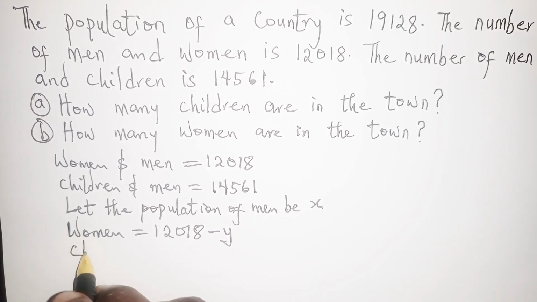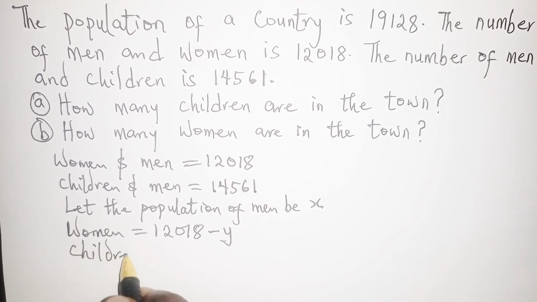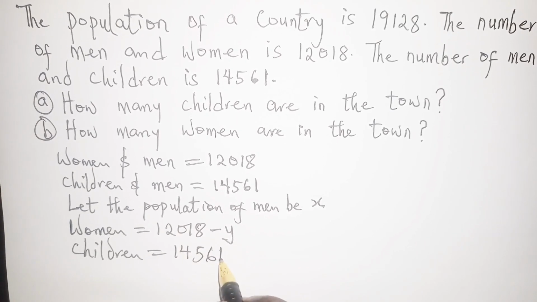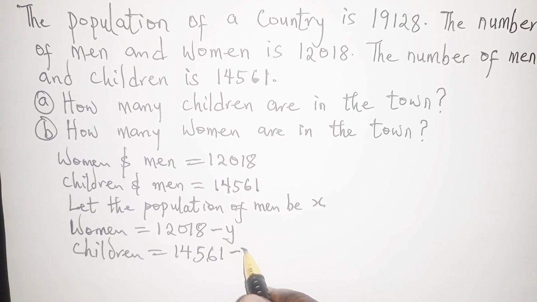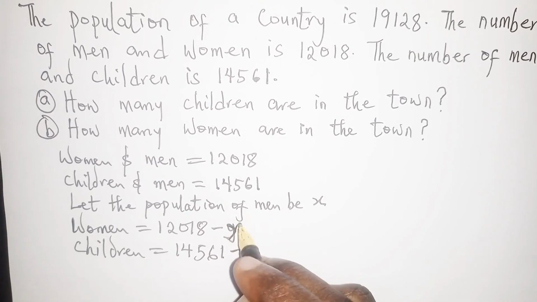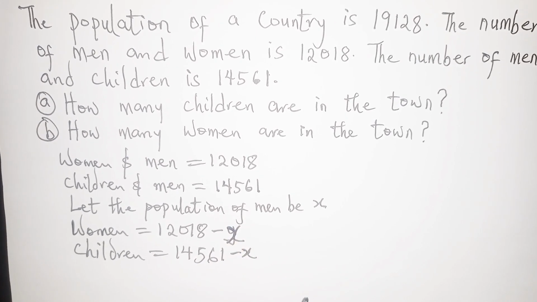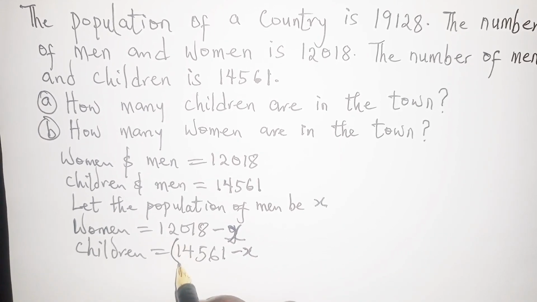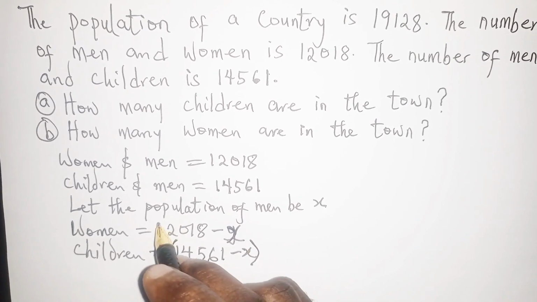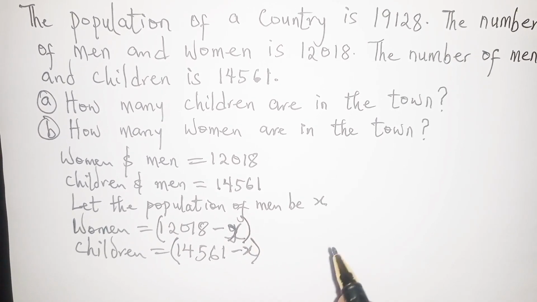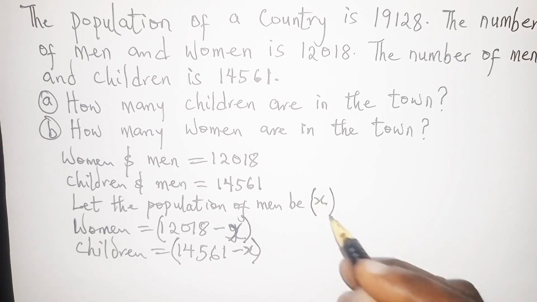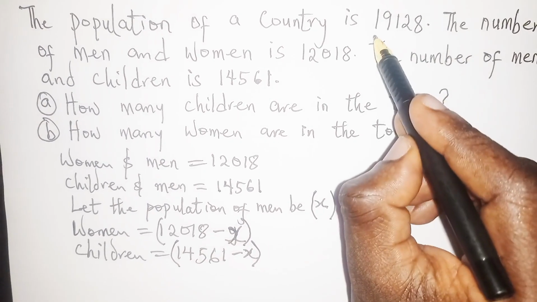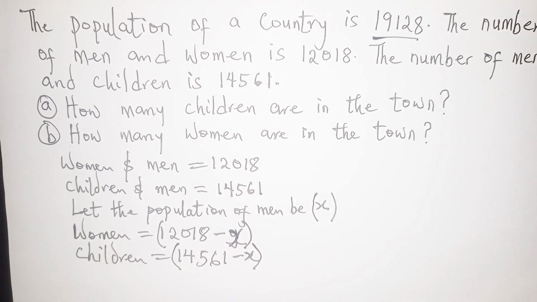And also we can say the children is 14,561 minus X. Sorry, this was supposed to be X. Minus X. Okay. So now that we've gotten expressions for the children, the women, and also the men, we can simply sum up everything to give us the population. Remember, the total population is this. So let's sum it up to give us the total population.